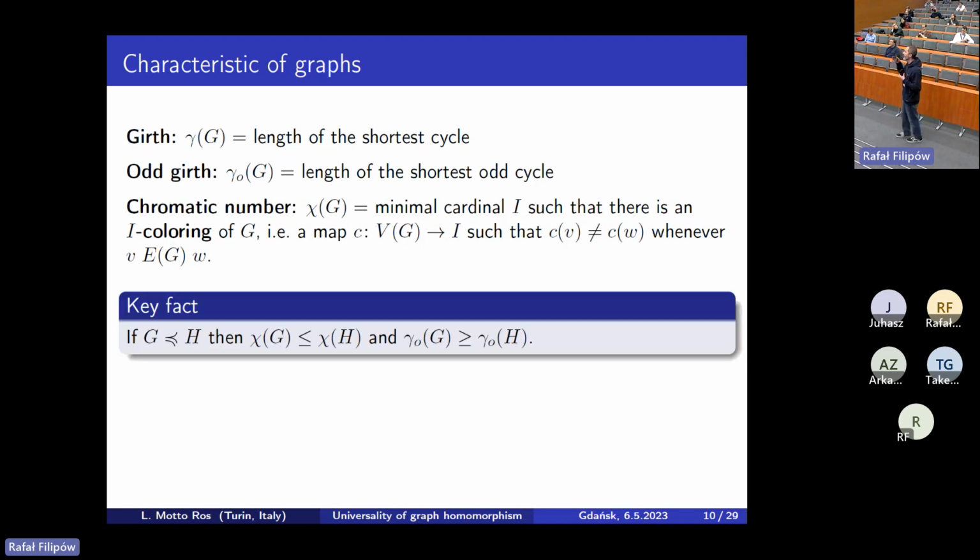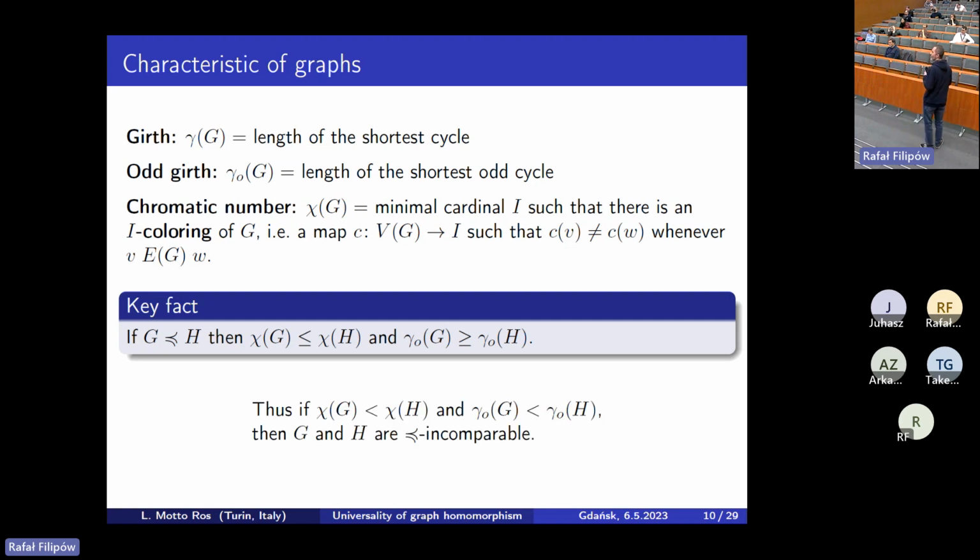Why are these so important? Well, because they are the key things to check if there is a homomorphism or not. They are not the only ones, but these are the first and most important ones from the beginning. Because if you have a homomorphism between G and H, then the chromatic number can only increase, cannot decrease, and vice versa, the odd girth can only decrease and not increase.